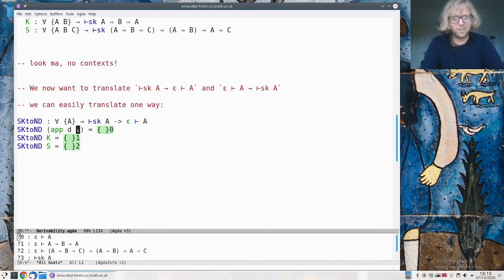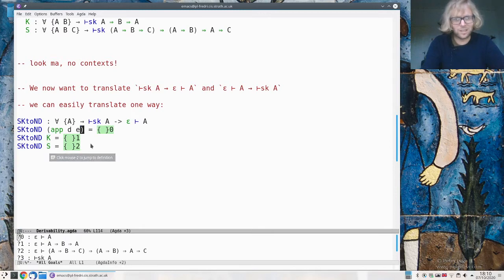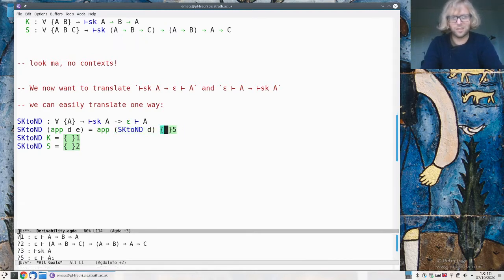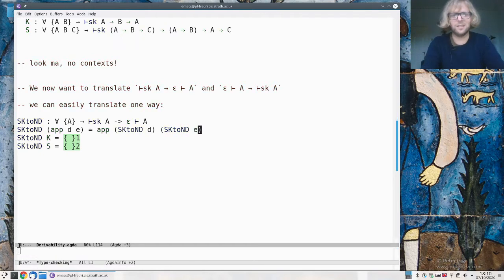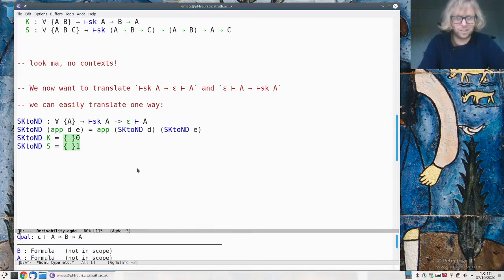So we see that this derivation is either an application or a K or an S, right? And if it is an application, then we also have an application in this system, so we can just translate it to an application, and then we can translate both of the subderivations recursively like this, right? So that was easy. For S and K, we actually have to do some work. Let's do K first because it's easier.